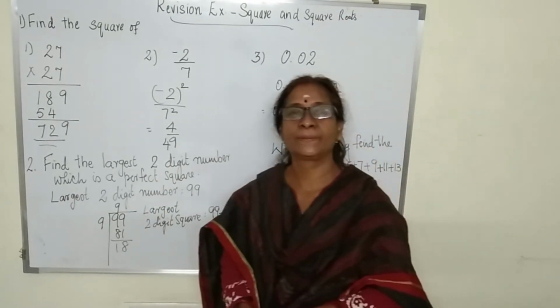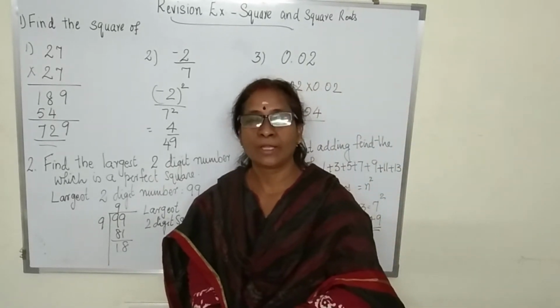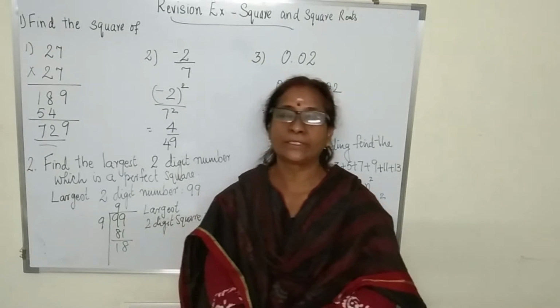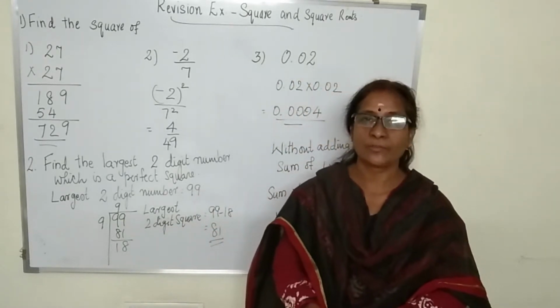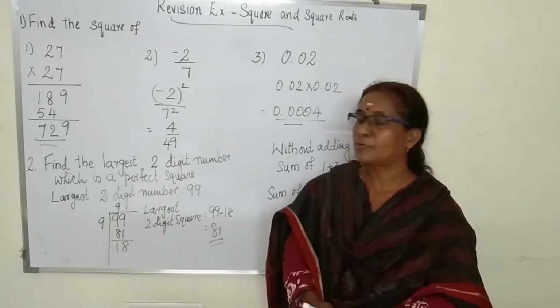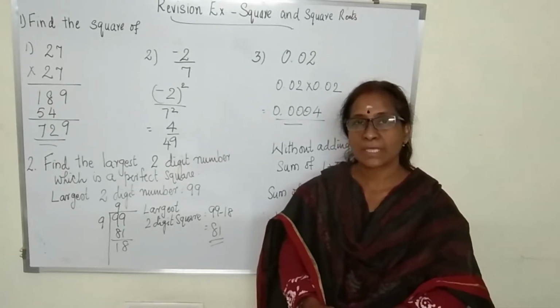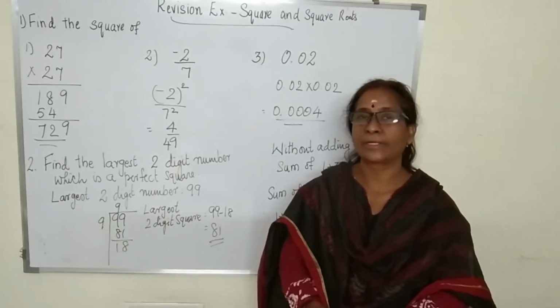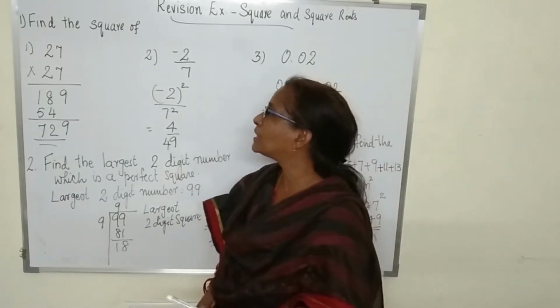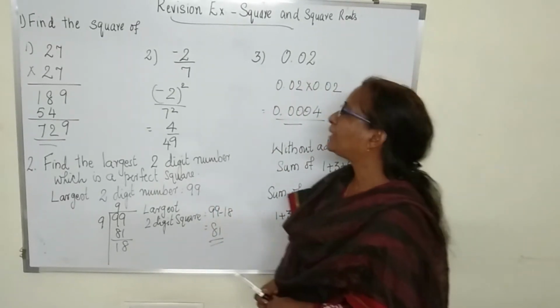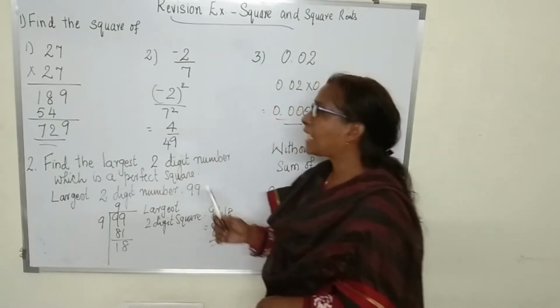Hello dear students. In the previous video, we learned some quick methods to find squares of numbers. Now today let us revise some of the questions from square and square root. The first question is a simple question: find the square of different types of numbers.